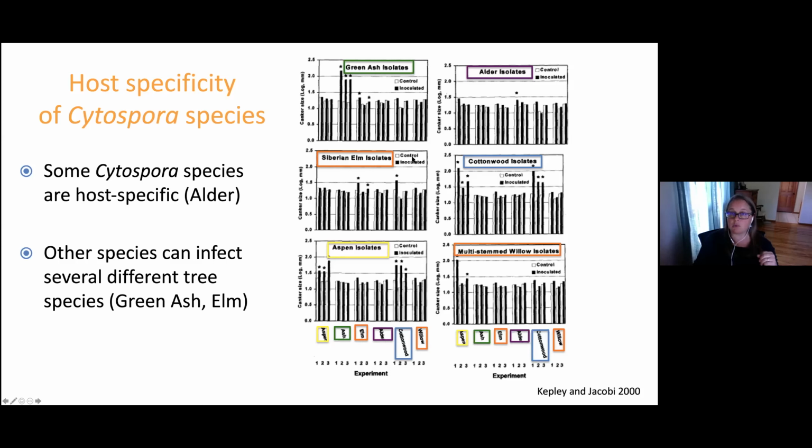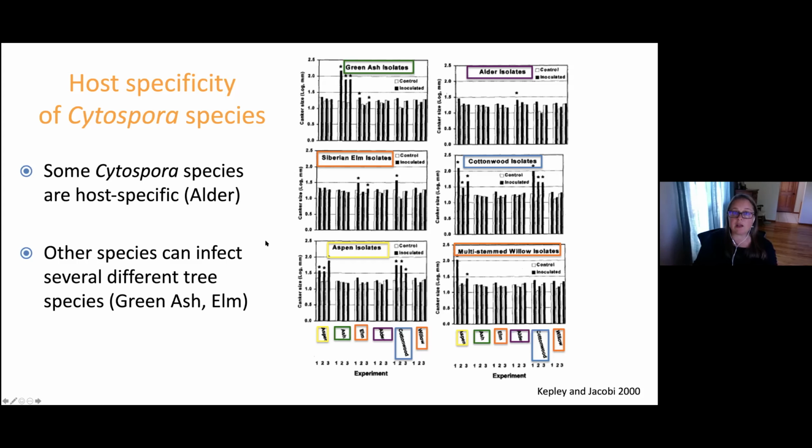But when we start looking at green ash isolates from green ash, they were able to infect ash again, but then also elm, which we're looking at especially in urban settings where we have tree species of all these different kinds, right? If you have Cytospora on an ash tree, you need to be careful for your elm because it potentially could spread over to that. And then one of the other examples was Siberian elm. It was able to infect, of course, elm, but then also cottonwoods.